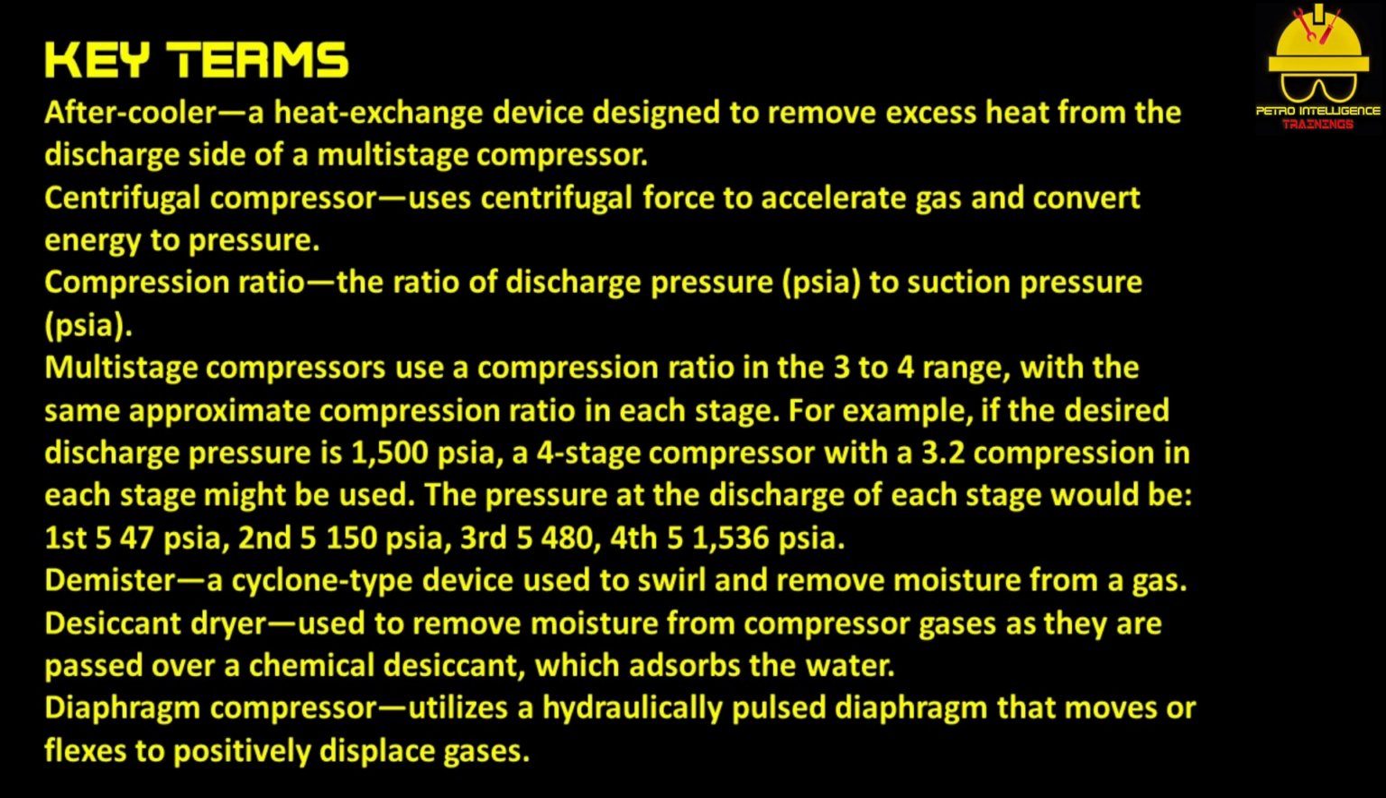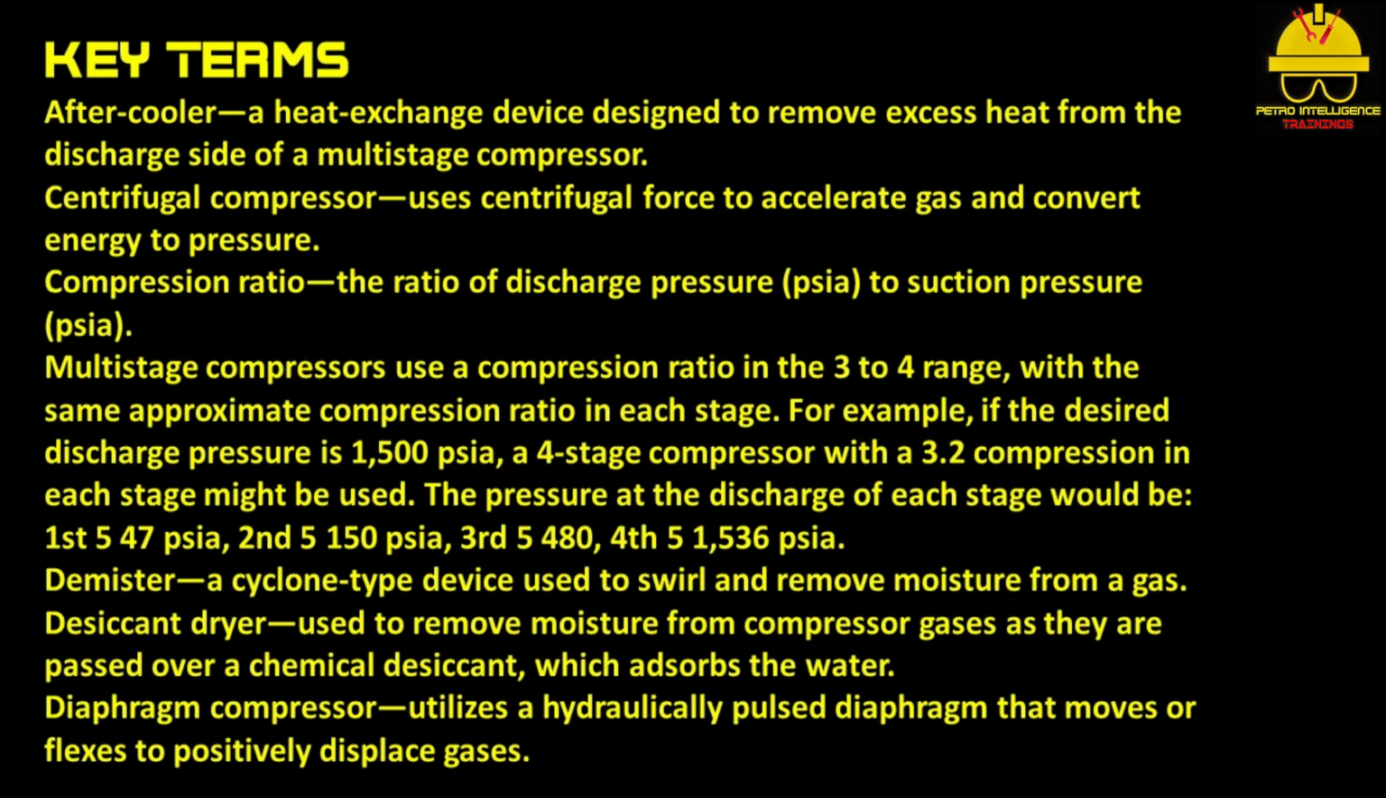Multistage compressors use a compression ratio in the 3 to 4 range, with the same approximate compression ratio in each stage. For example, if the desired discharge pressure is 1500 psia, a 4-stage compressor with a 3.2 compression in each stage might be used. The pressure at the discharge of each stage would be: first equals 47 psia, second equals 150 psia, third equals 480 psia, fourth equals 1536 psia.